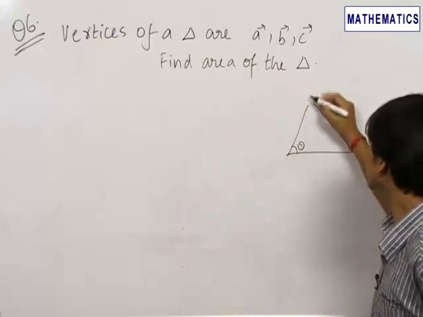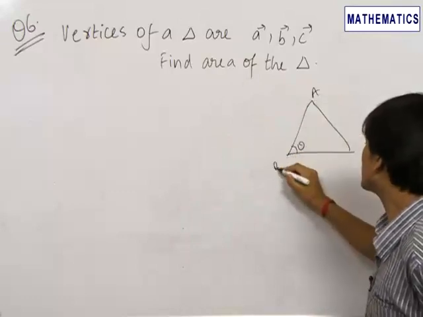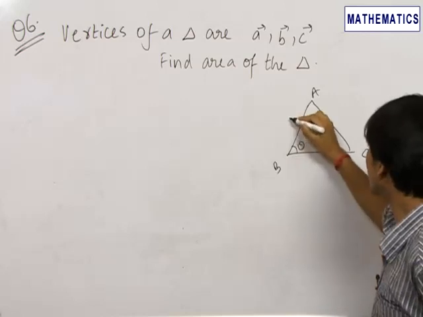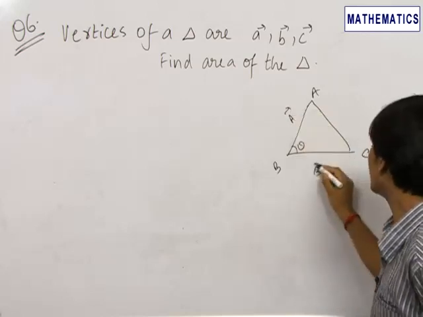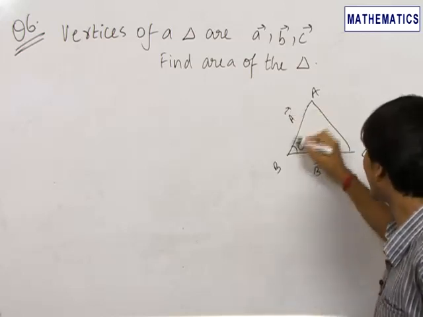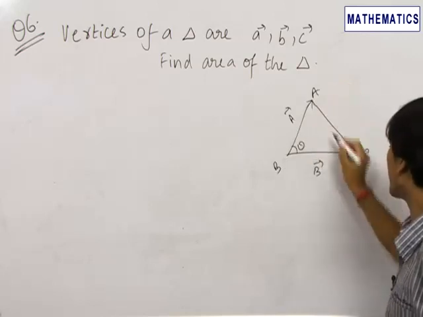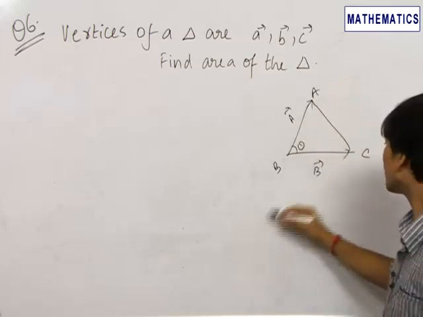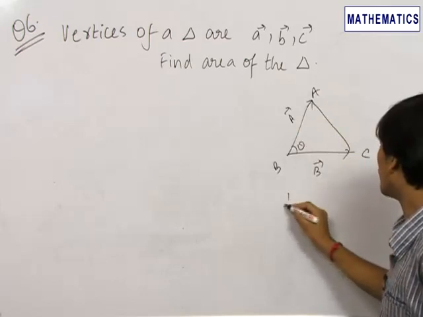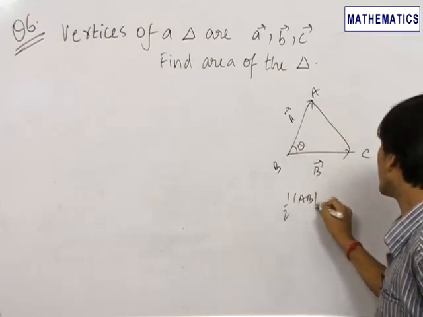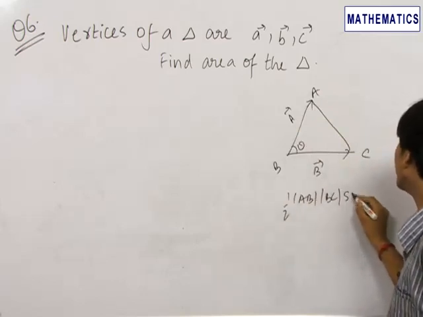suppose this angle is theta, this is A, this is B and this is C. Let this vector be A vector and this vector be B vector, that is BC vector is equal to B vector and BA vector is equal to A vector. Now in such a case, we can always write the area of a triangle to be equal to half of modulus AB into modulus of BC into sine theta.